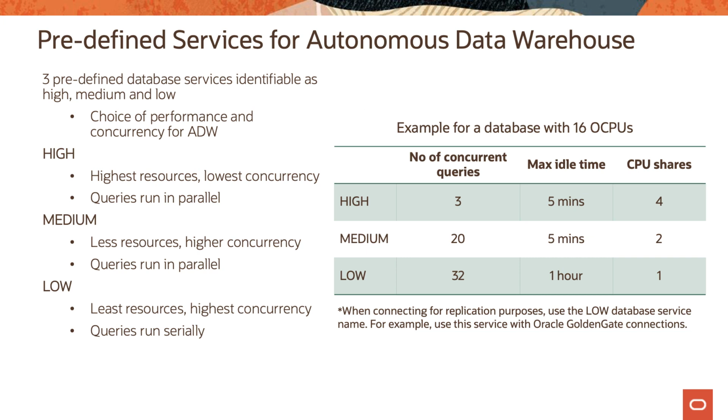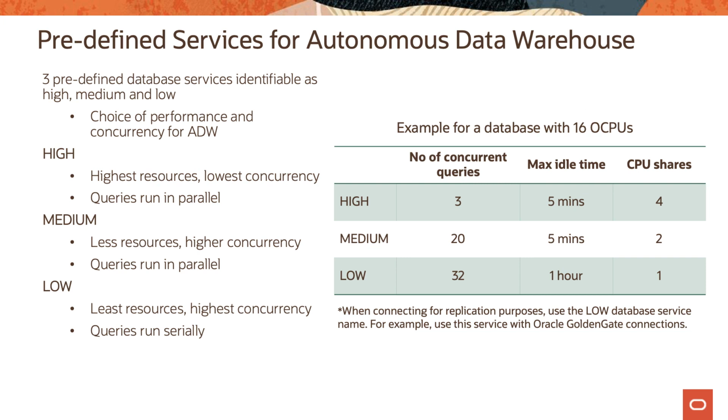So on the slide on the right side of the page, you'll see an example for a database with 16 OCPUs. It can have 3 connections using the high service, 20 using medium, and 32 using low. And the maximum idle time for high and medium service is 5 minutes. So basically, if somebody connects to the data warehouse using high or medium service and the session remains idle for 5 minutes, then this session gets disconnected after 5 minutes.